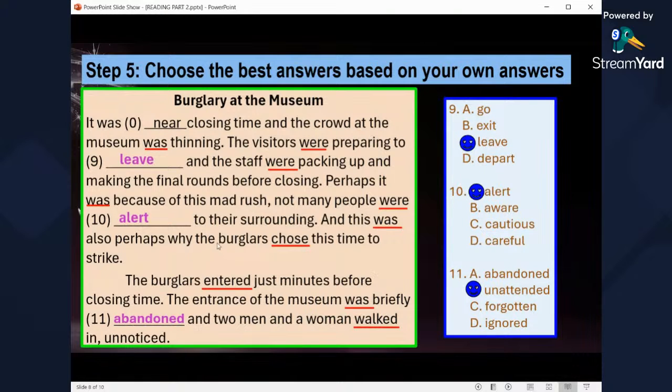Okay, even for number 10, alert and aware, knowing the preposition is very important. When you have the preposition, it helps. And then even leave and exit is the same thing. You need to know when to use exit and when to use leave. Right, is that clear for everyone? I know it's short, it's very simple.